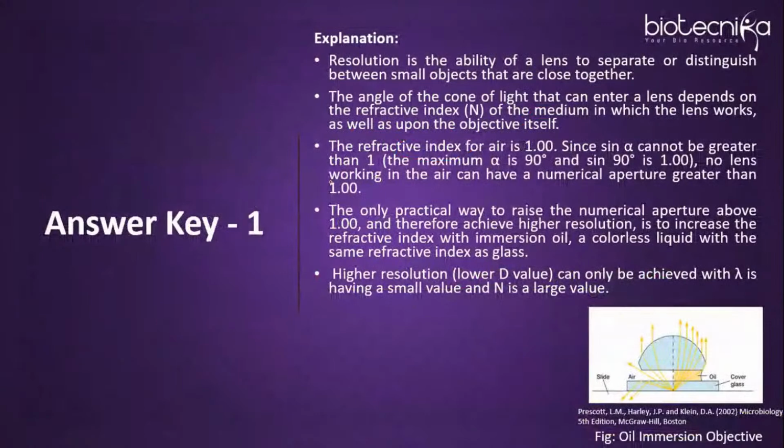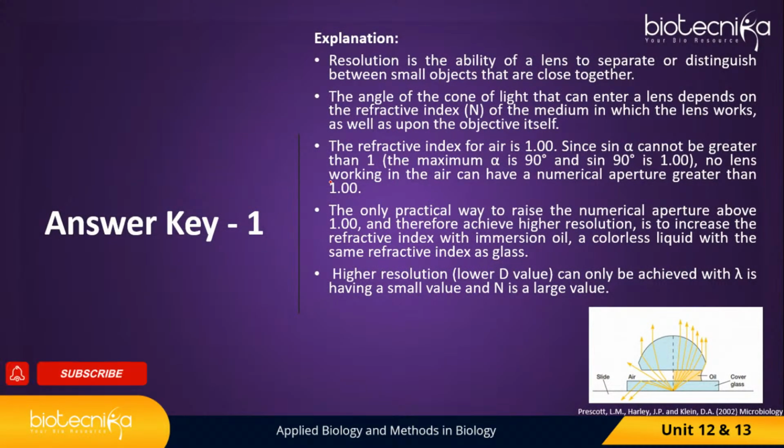Let's check. So see, first of all, you need to know what is resolution. Resolution is the ability of a lens to separate or distinguish between small objects that are close together. Right. So here, the sample is placed. So obviously the light which is reaching onto the objective lens, you can see it is forming a cone of light. I'm sure you all have seen an ice cream cone, right? So it's forming a cone of light.